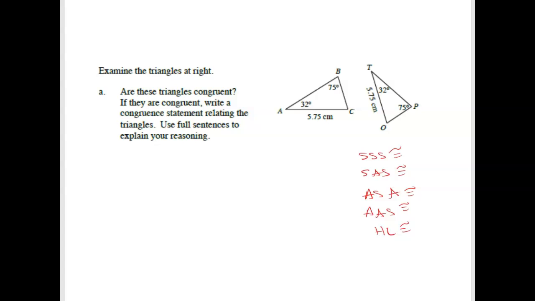I'm going to start eliminating. So side, side, side means I have to have all 3 sides. I don't, so I can eliminate that. I notice I do have one side, but I don't have the other 2 sides, so I can eliminate my side angle side. I can also eliminate my hypotenuse leg because I know it's not a right triangle. So now I'm choosing between these 2. They both have 2 angles, 32, 32, and 75 and 75. But notice where the placement of our 5.75 is. Notice that it's not included, right?